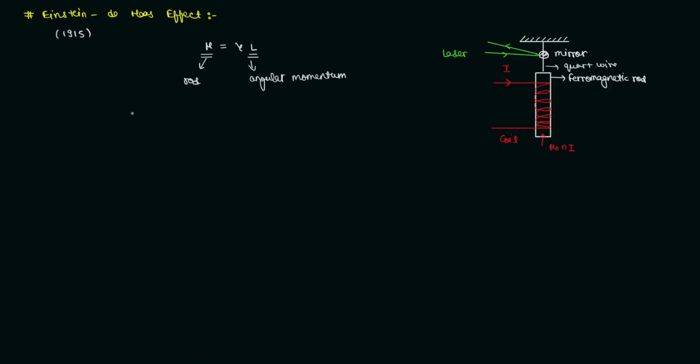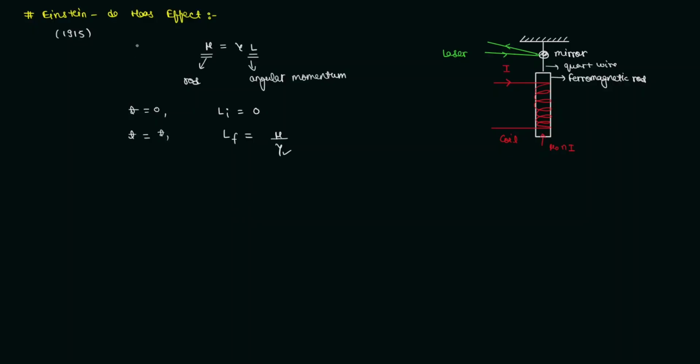Now you have noticed that initially at t equal to 0, there was no angular momentum. So the initial angular momentum was 0, but after time t, when this current I is switched on, there is a final angular momentum which is given by mu divided by gamma. Therefore, in order to conserve the total angular momentum, the rod begins to turn about its axis in the opposite sense. Now, if somehow you can measure the angular momentum of this rod, then you can calculate the angular momentum associated with the atomic magnetic moment, and hence you can calculate this gyromagnetic ratio.